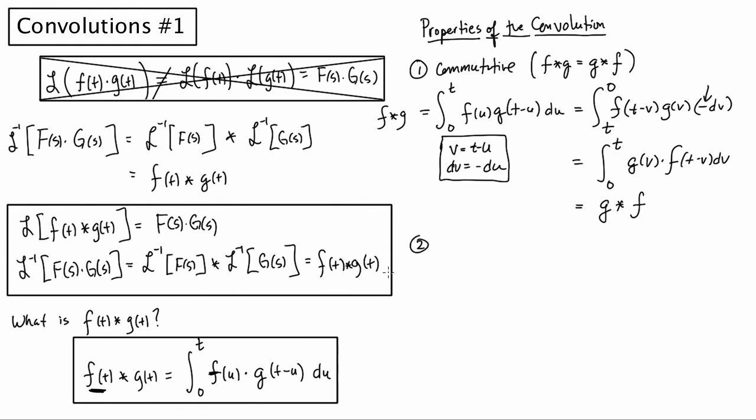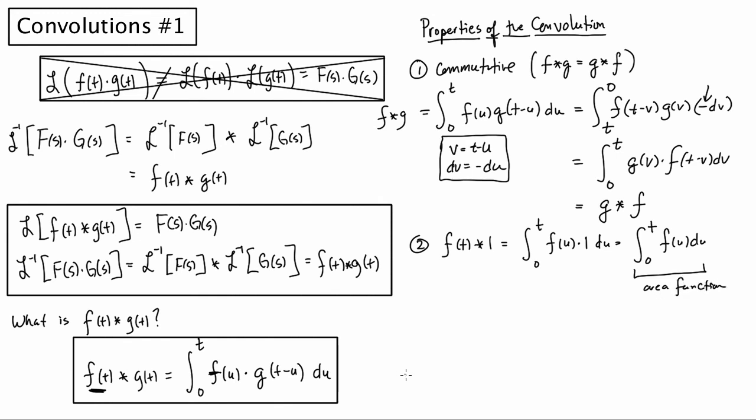The second part to this is what is the convolution of a function with 1? By definition, this would be the integral from 0 to t of f of u times 1 at t minus u, but that's just 1. So it'd just be the integral from 0 to t of f of u du, which is just integration. In fact, oftentimes this is called the area function by calculus textbooks. So it's just integration. It's just the area under the curve of f. Who knew?